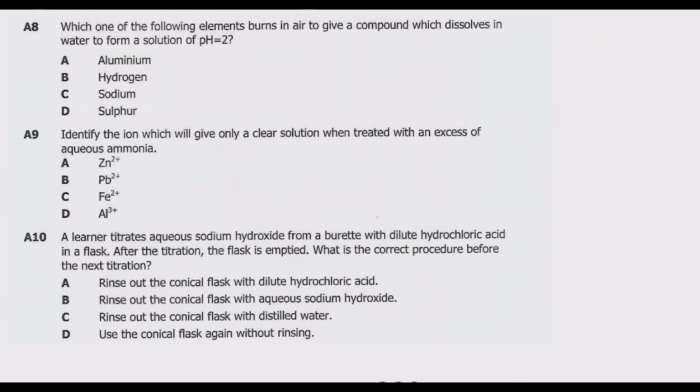Question 8. Which one of the following elements burns in air to give a compound which dissolves in water to form a solution of pH equal to 2? So we need to choose from the elements that we've been given. Then the solution that it will form should be of pH equal to 2. So this is acidic. So you look at the options.